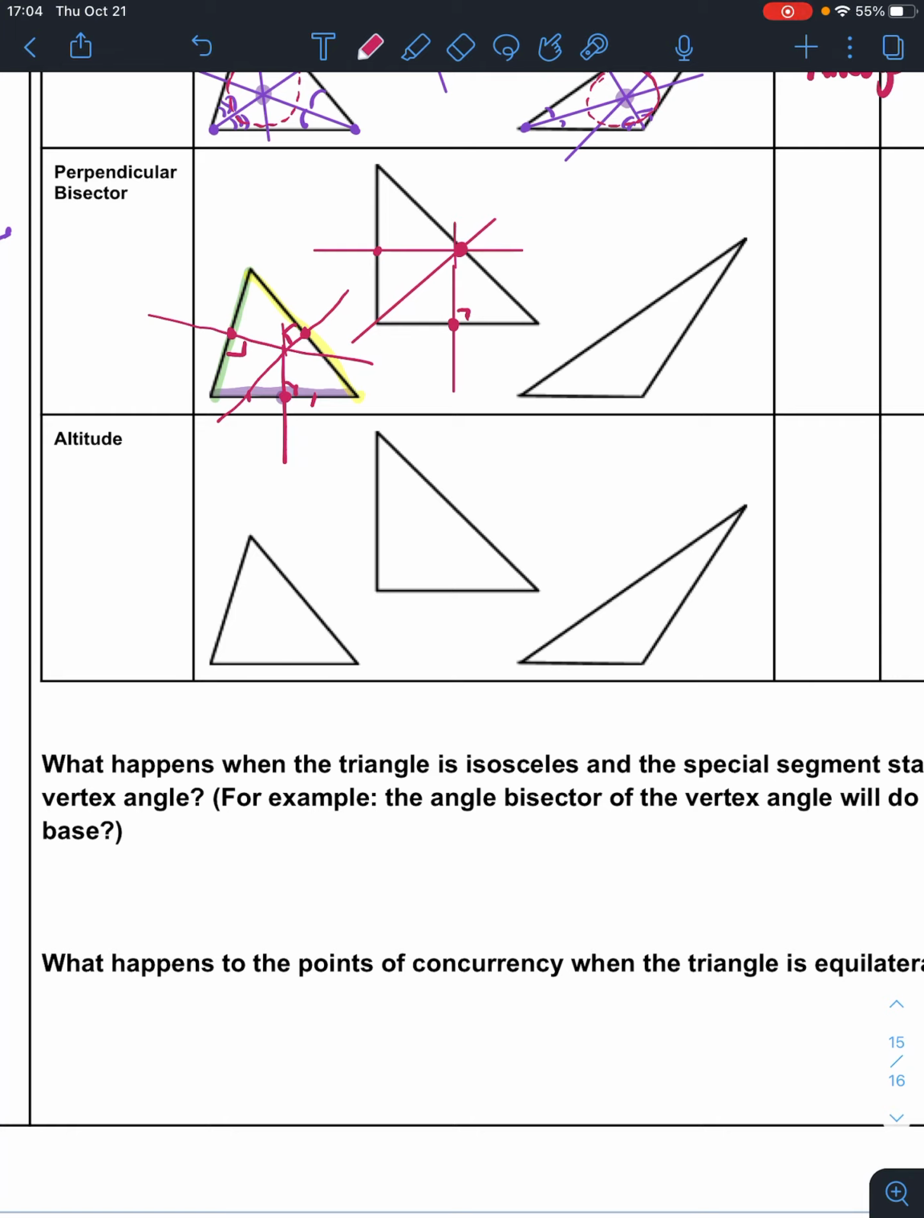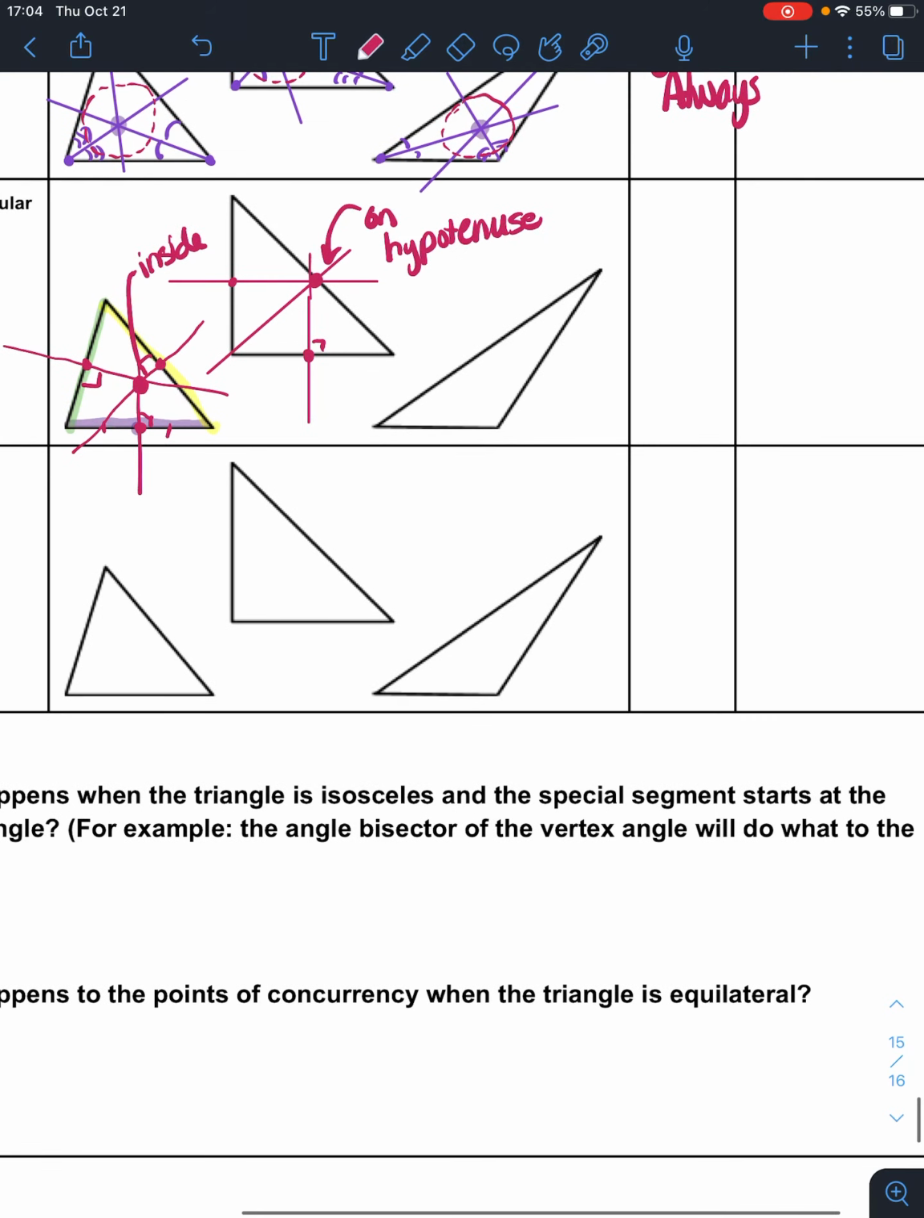Notice that on an acute triangle, the point of concurrency is inside. On a right triangle, that point of concurrency is actually on the triangle. In fact, it's on the hypotenuse. Okay, on an acute, it's inside. And let's see what happens with obtuse, since these have been different. So we'll find the midpoint and we'll draw that perpendicular. Find the midpoint and draw the perpendicular.